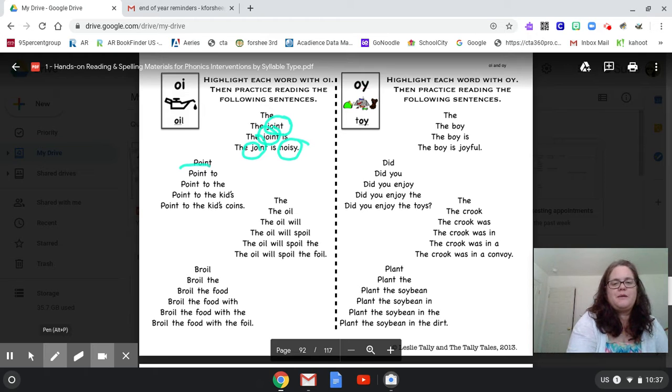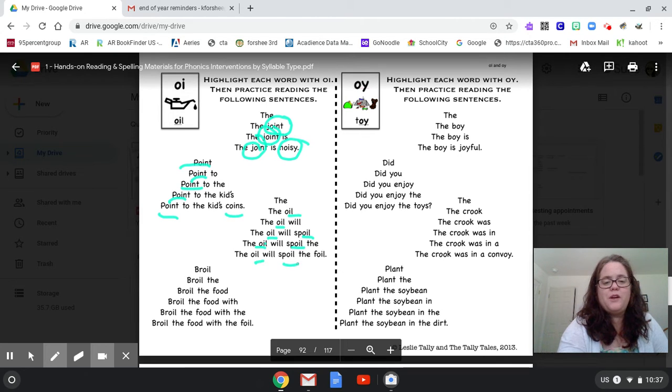Let's see if I can underline it. That might be easier. Point to the kids, point to the kids' coins. Next one. The oil will spoil. The oil will spoil the foil.